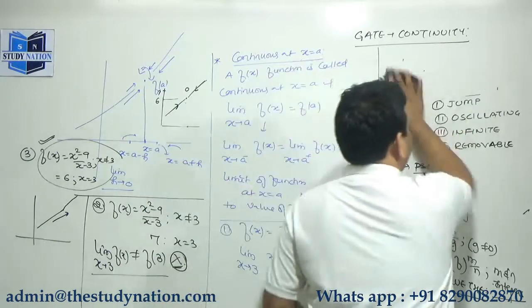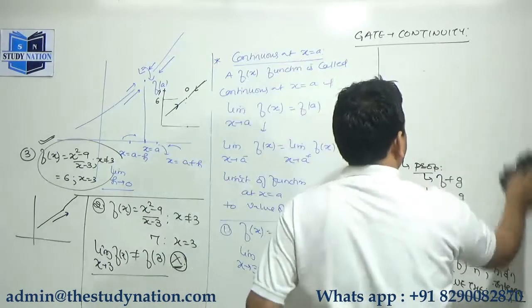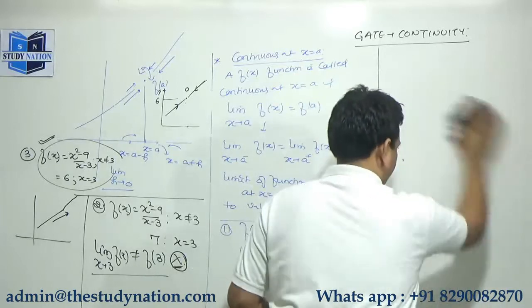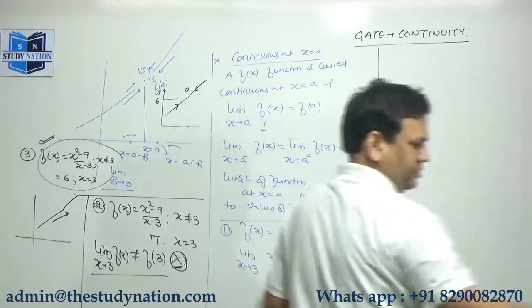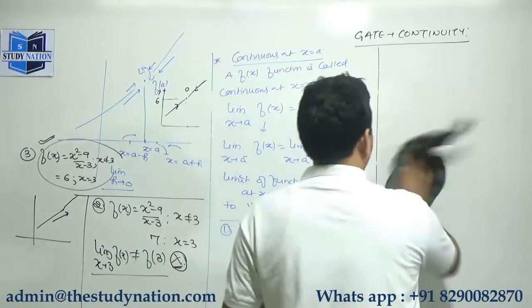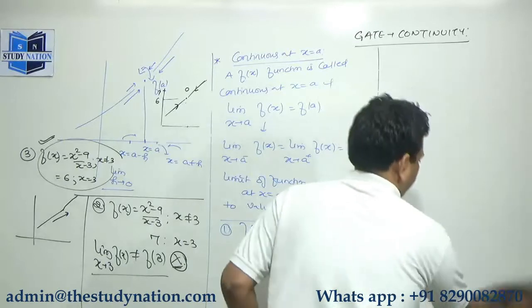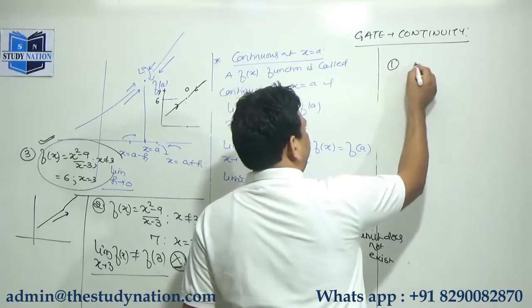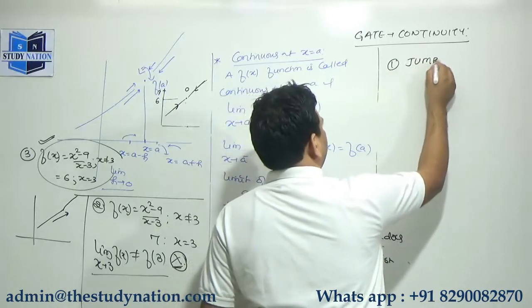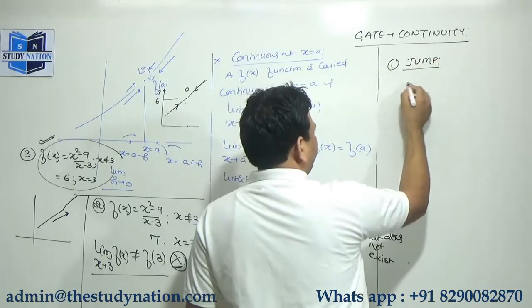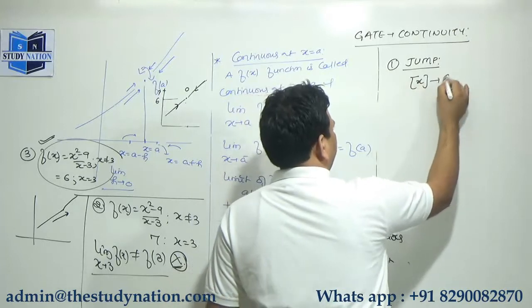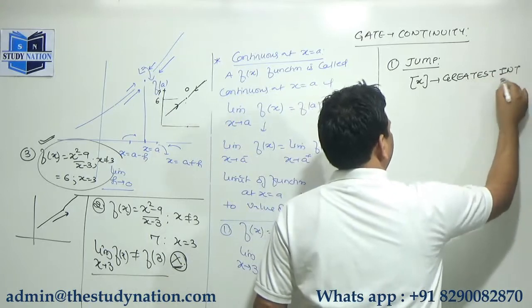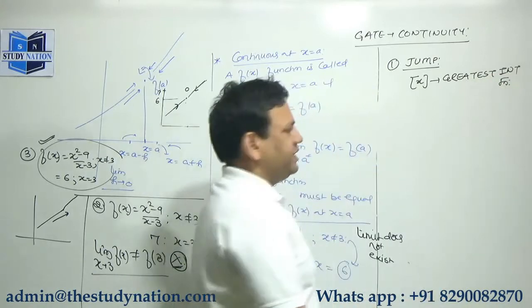Now let's see some examples of discontinuity. First, we are saying jump. So suppose we are saying f(x) is the greatest integer function, or we can say the floor function.